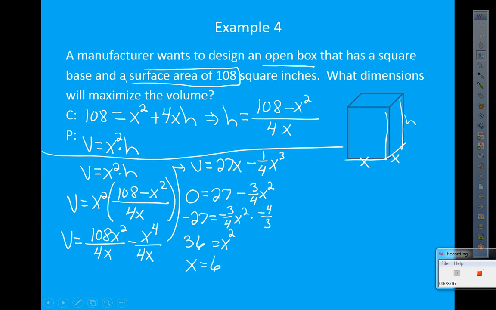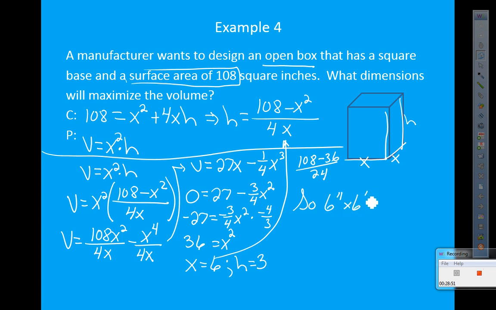So a lot nicer this time. So I know x is 6. I still need to go get my h value. So let's plug 6 right there. So I'm going to go 108 minus 36 divided by 24. And I'm going to get h to be 3. So the dimensions of the box, and we're in inches, so it's going to be 6 inches by 6 inches by 3 inches.